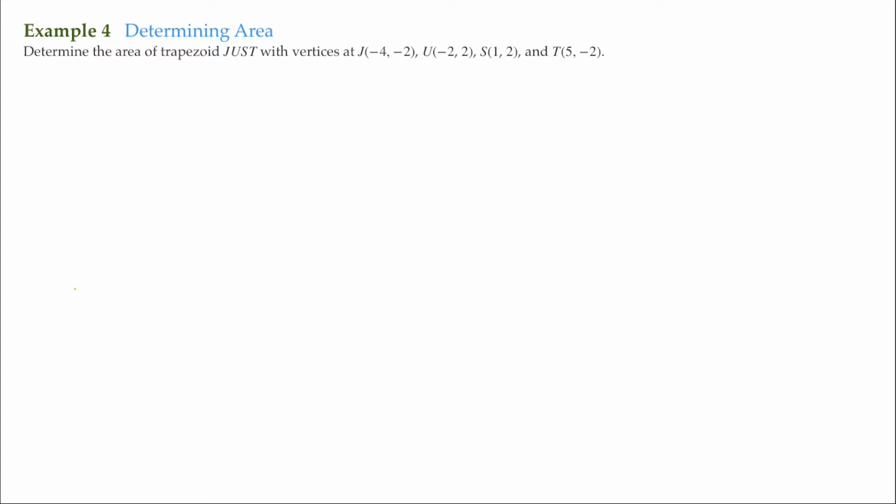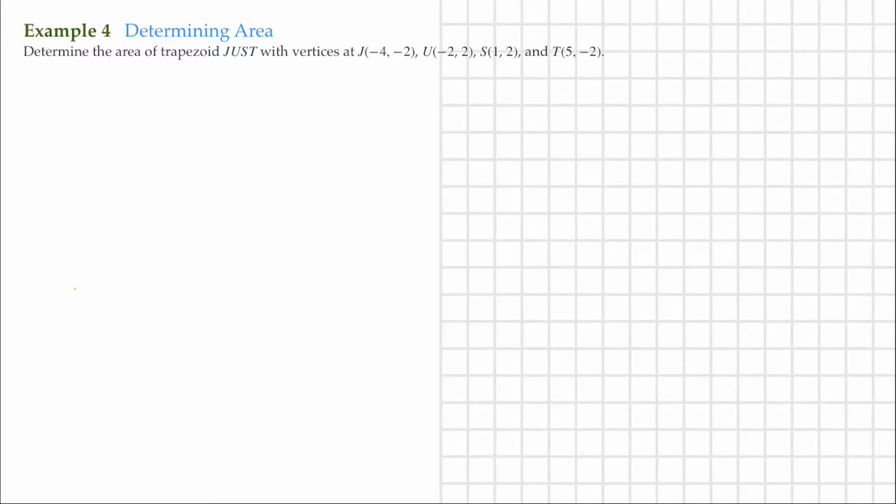Here in this example, we're going to determine the area of trapezoid JUST, which has the vertices at J at coordinate (-4, -2), U at coordinate (-2, 2), S at coordinates (1, 2), and T at coordinates (5, -2). So as we've done previously, I've got my graph paper here.